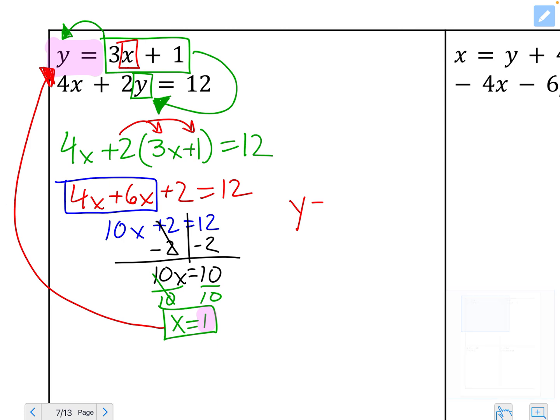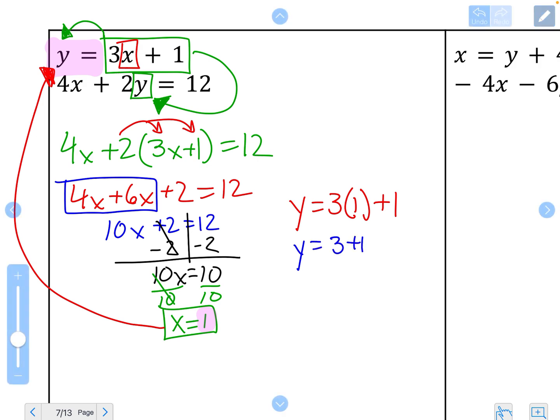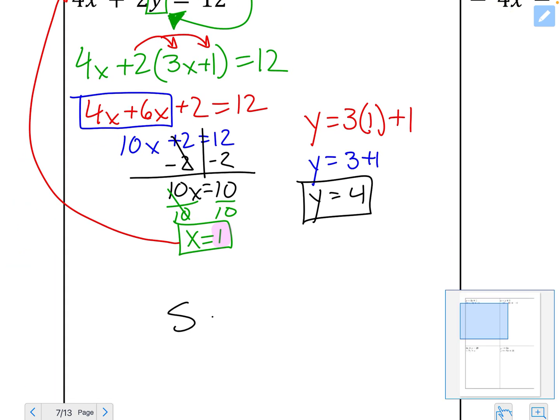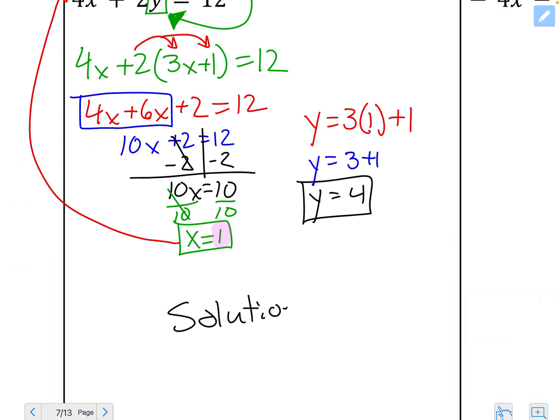So y equals 3 parentheses 1 plus 1. y equals 3 plus 1. And then finally, y equals 4. So our solution is 1 comma 4.